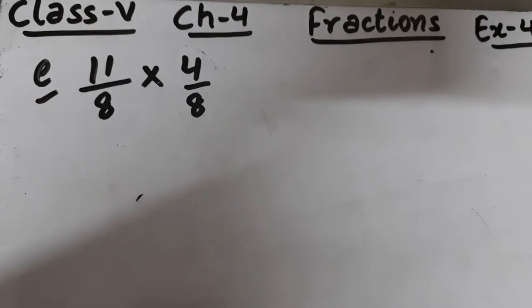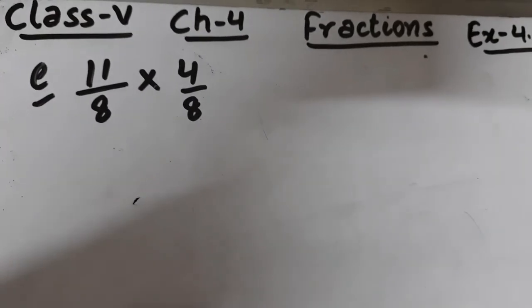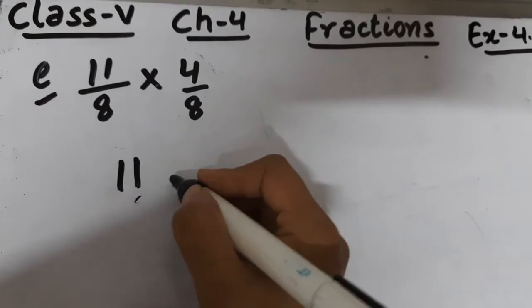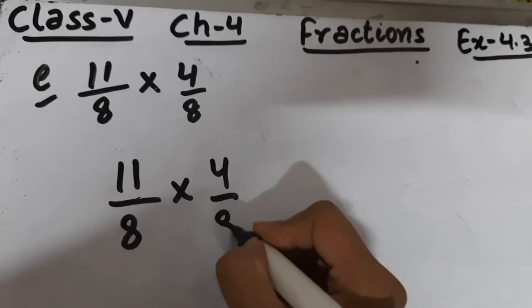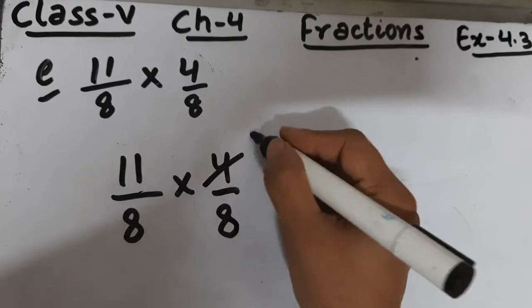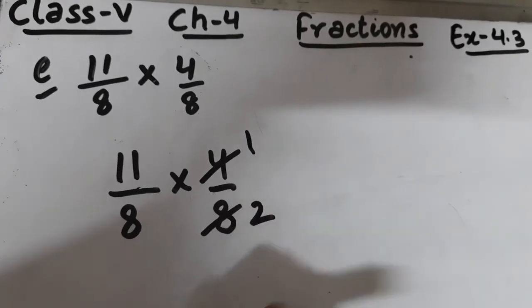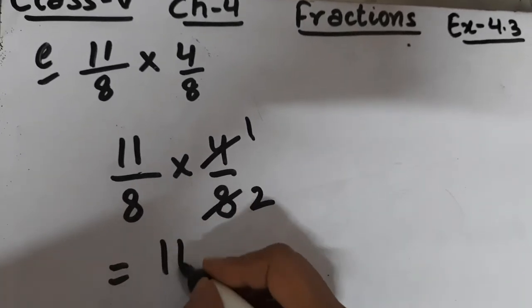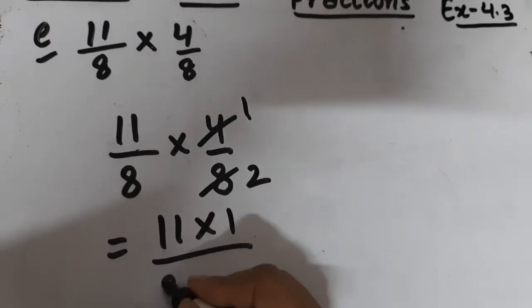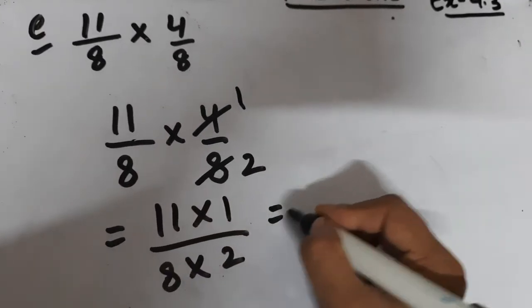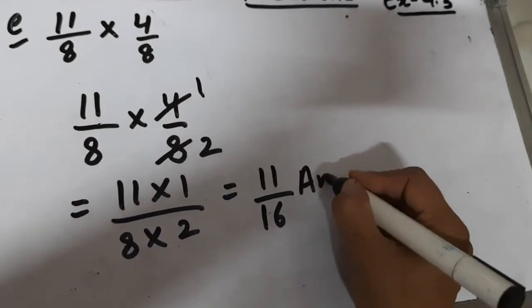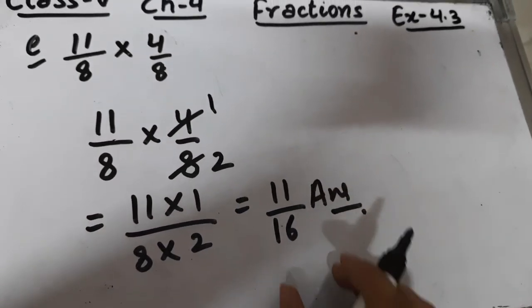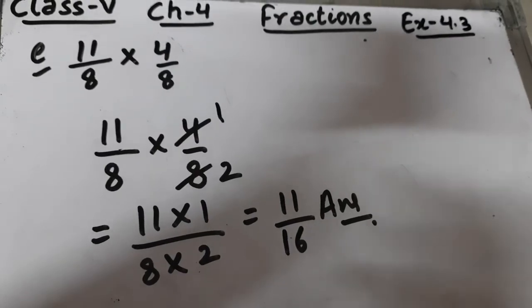E part is 11 upon 8 multiply by 4 upon 8. So what we will do, we will simplify the numerator with the denominator. Here I am using second method. 4 ones are 4, 4 twos are 8. Fine. Now multiply the numerators and the denominators. 11 ones are 11 and 8 twos are 16. So this is your answer. Fine. Your answer will be 11 upon 16.